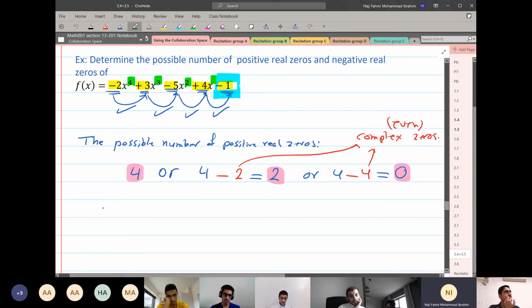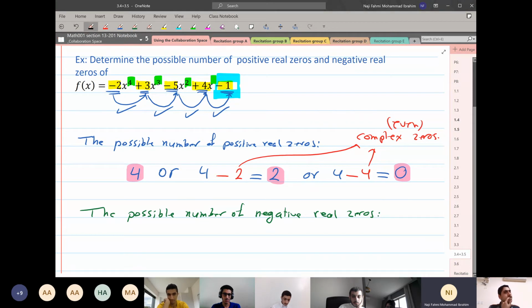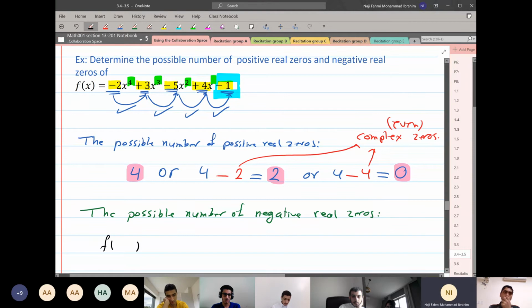Now let's talk about the possible number of negative real zeros. To find the possible number of negative zeros, we have to find f of negative x. We have to find this first.